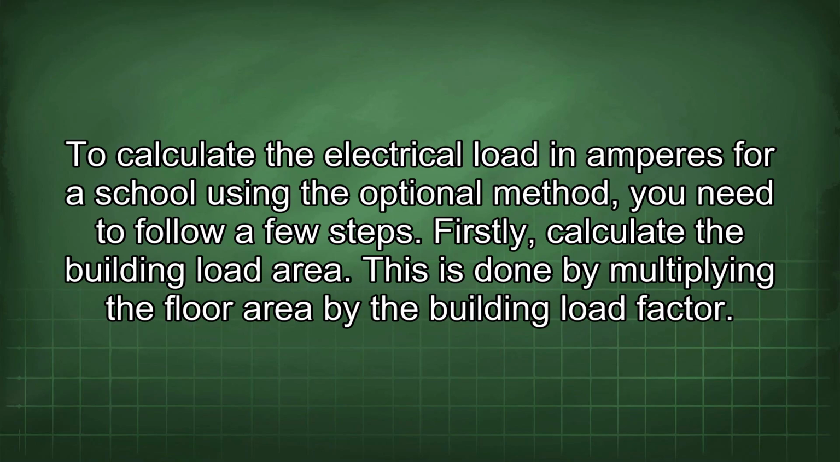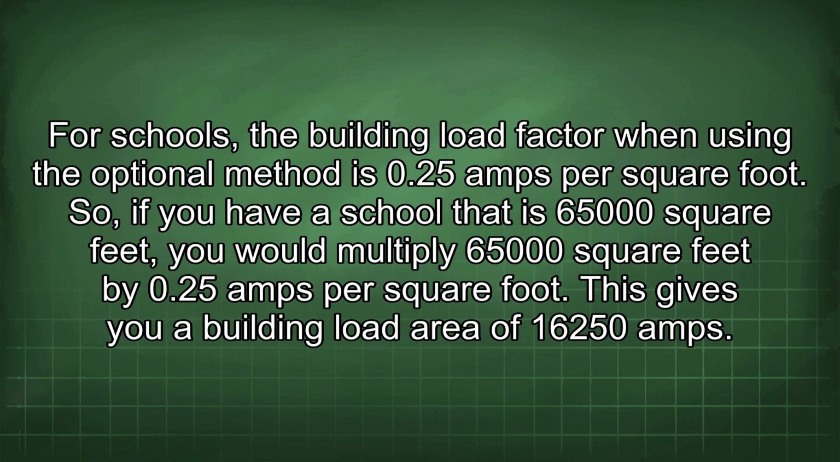To calculate the electrical load in amperes for a school using the optional method, you need to follow a few steps. Firstly, calculate the building load area. This is done by multiplying the floor area by the building load factor. For schools, the building load factor when using the optional method is 0.25 amps per square foot.